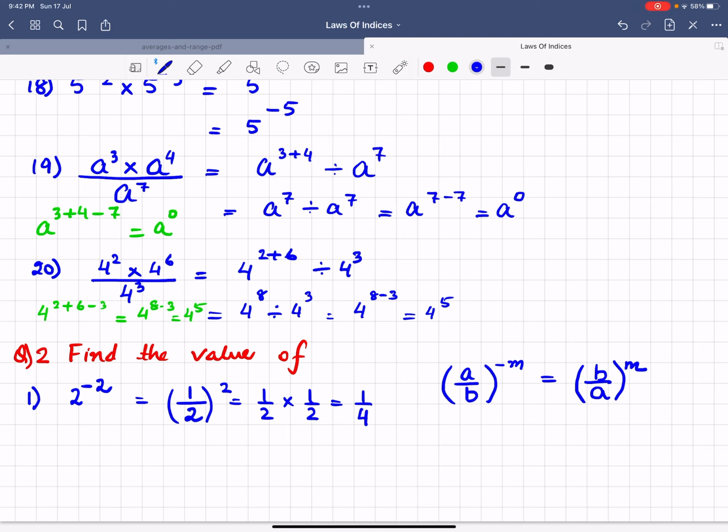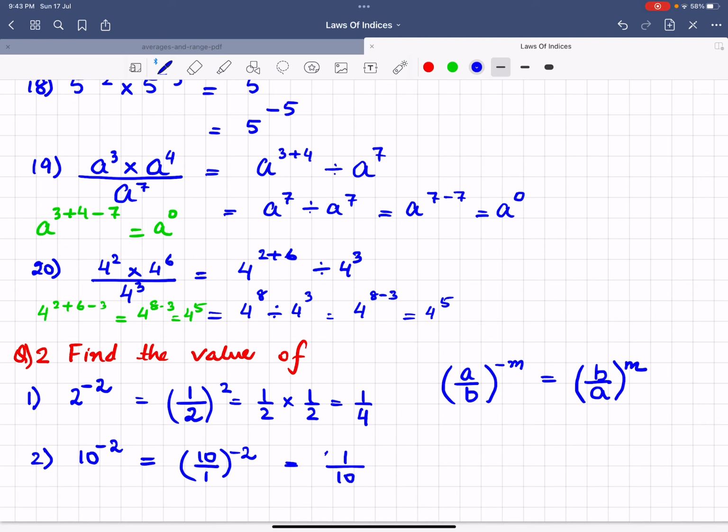Let's do one more question. Question number 2. So we have 10 to the power of negative 2. Therefore, this is the same as 10 upon 1 to the power of negative 2, because 10 is actually 10 upon 1, and that is equal to 1 by 10.